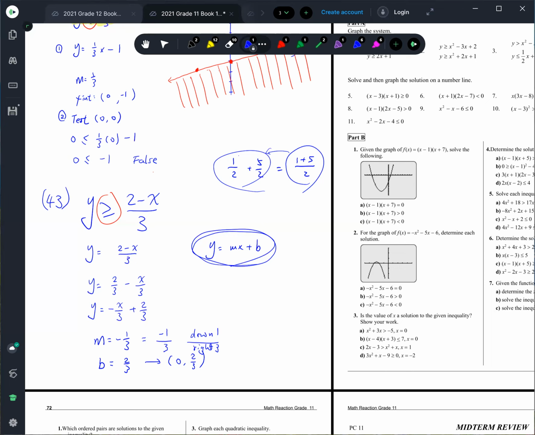So if you have a negative, you can either put it at the top or put it at the bottom.